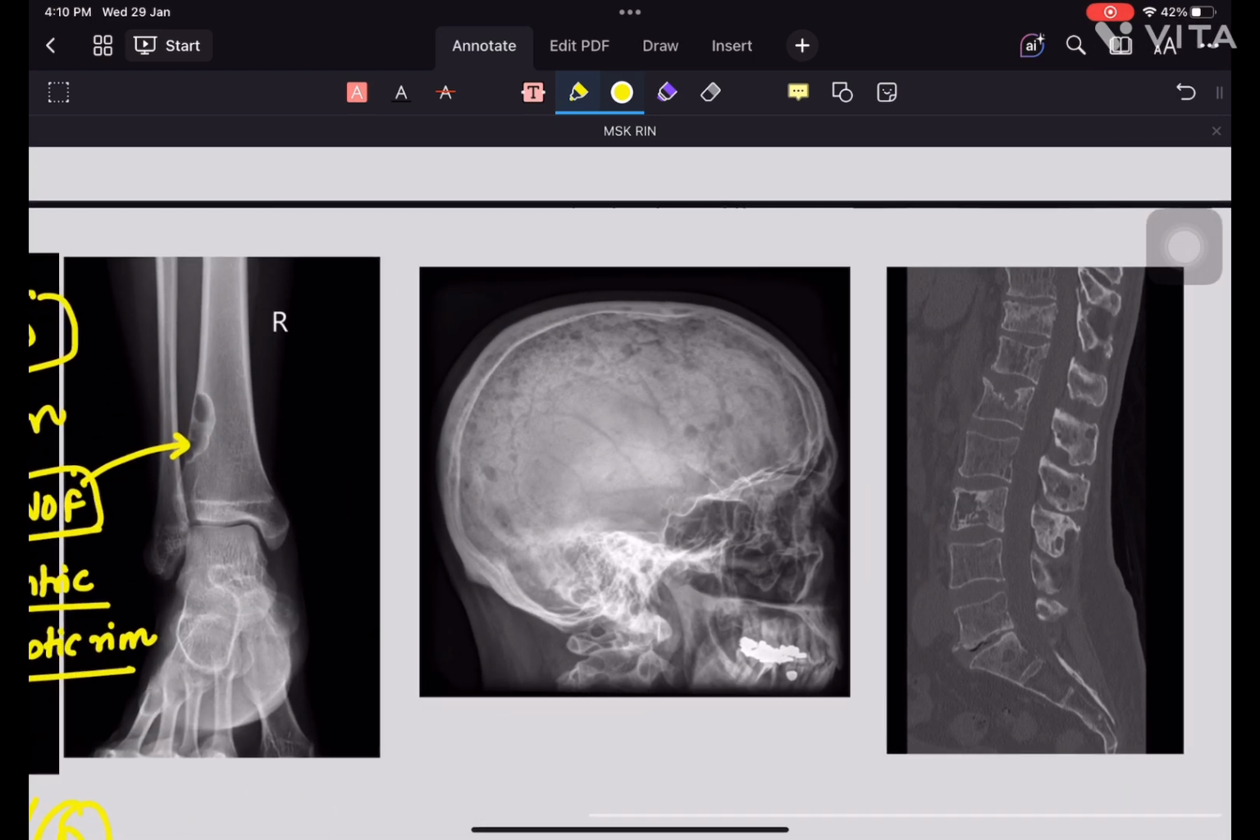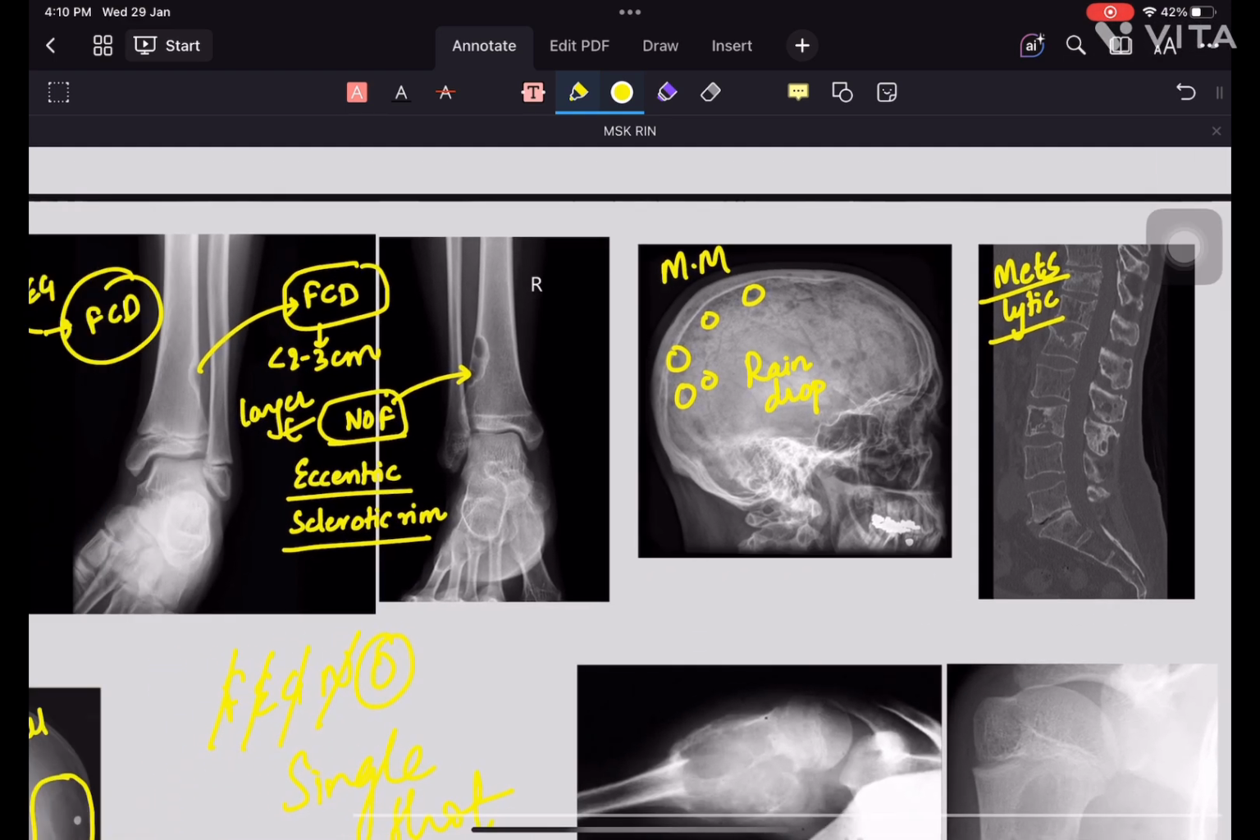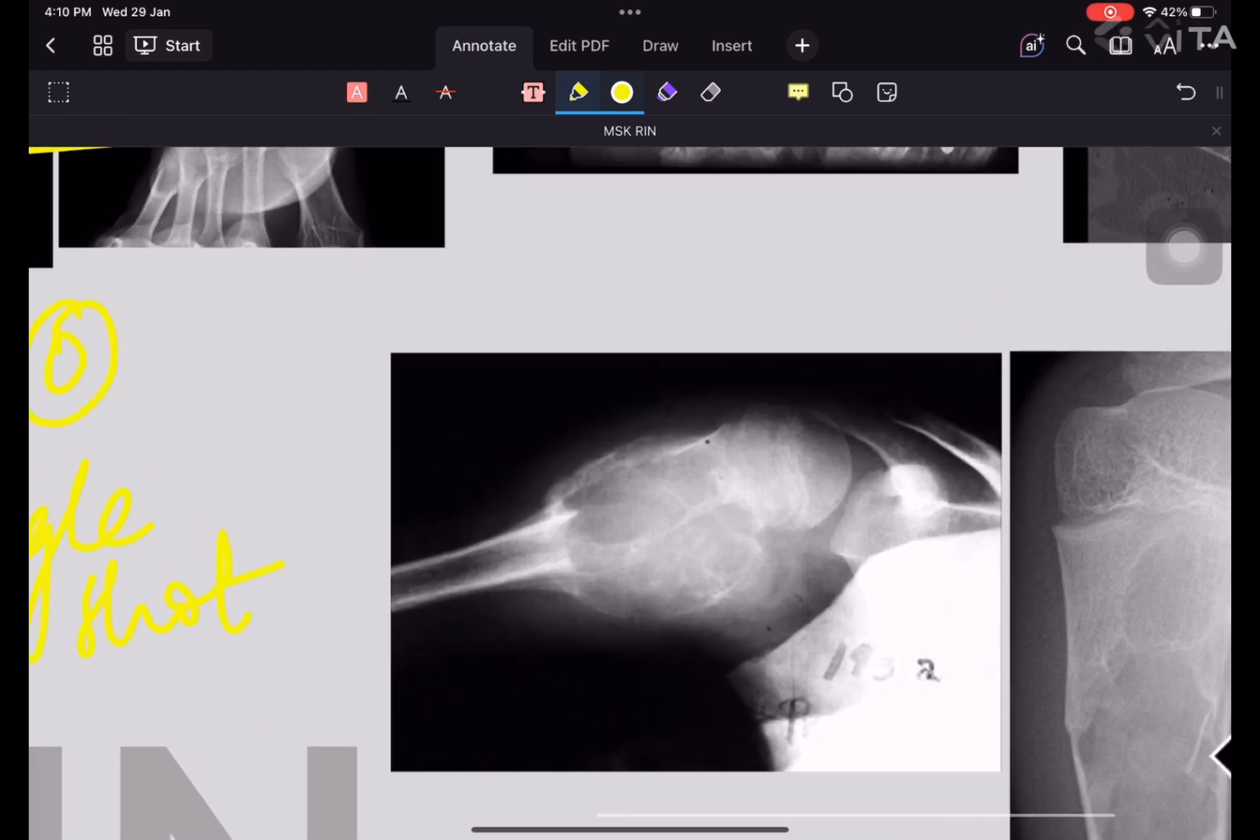Now we are moving on to M. M is for metastasis and multiple myeloma. So the first one, the skull X-ray lateral view, is showing multiple lytic lesions, that is raindrop appearance of the skull seen in multiple myeloma. Whenever we are looking for multiple myeloma, it is important to see the mandible also. The lytic lesions are seen in the mandible also. And then that is the spine showing multiple metastasis, lytic metastasis.